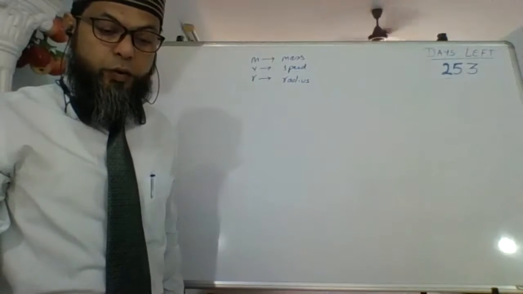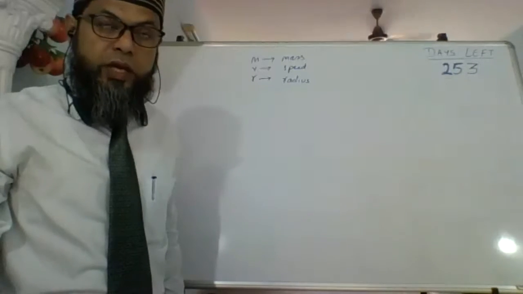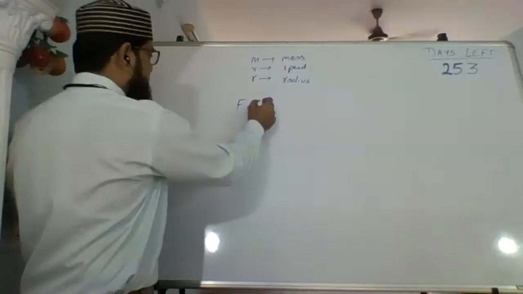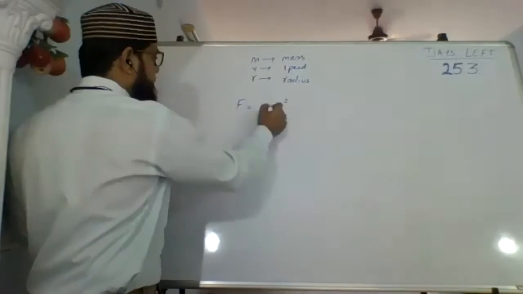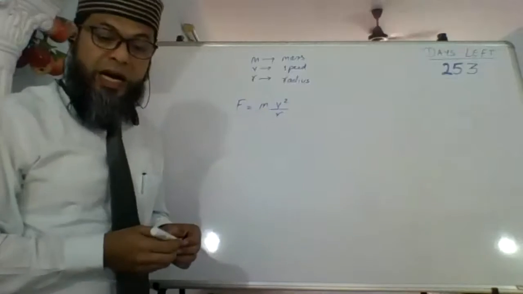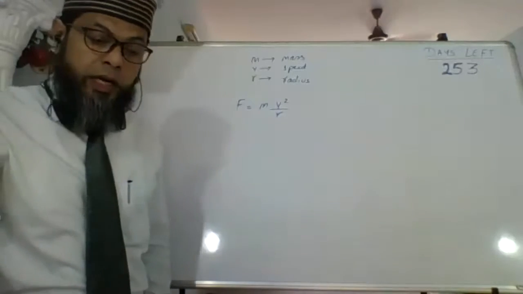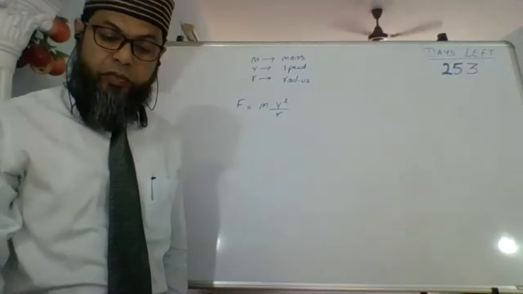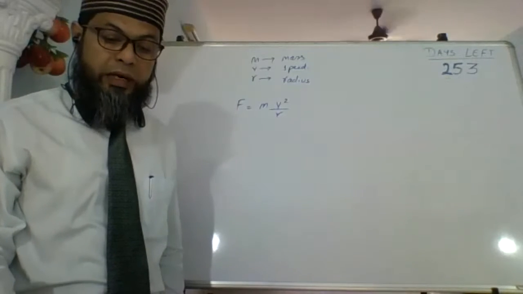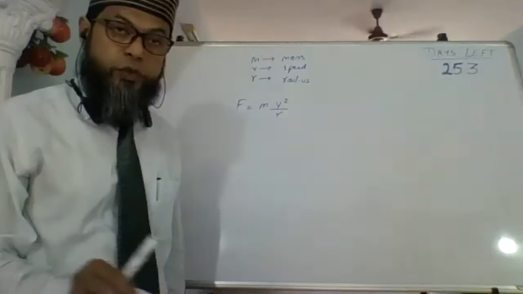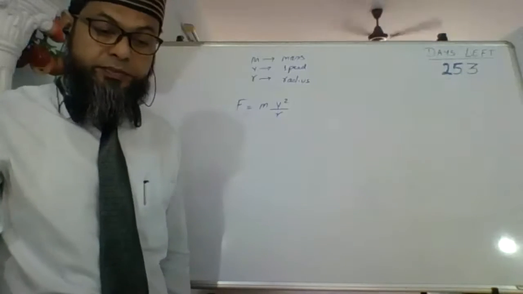Then F equals mv square upon r. That is what it says.